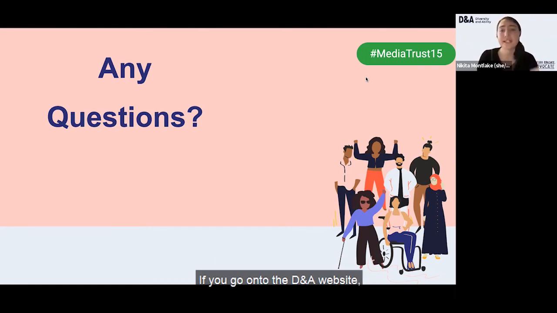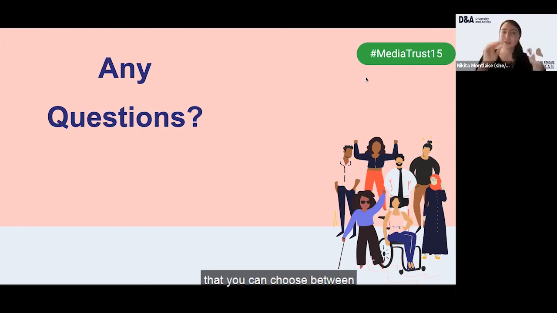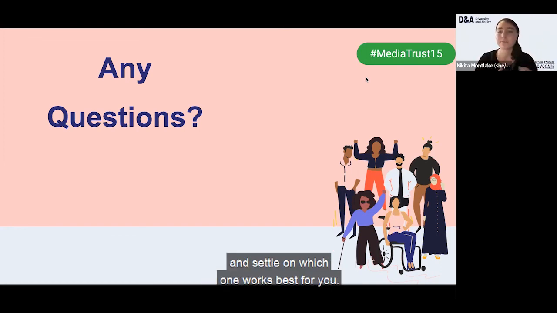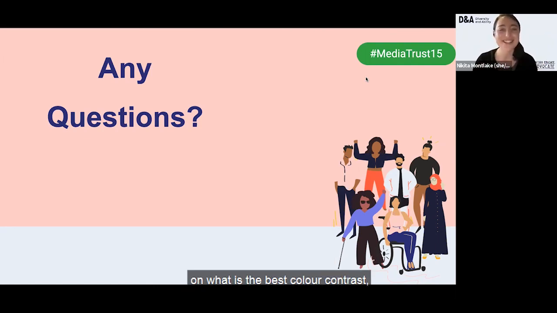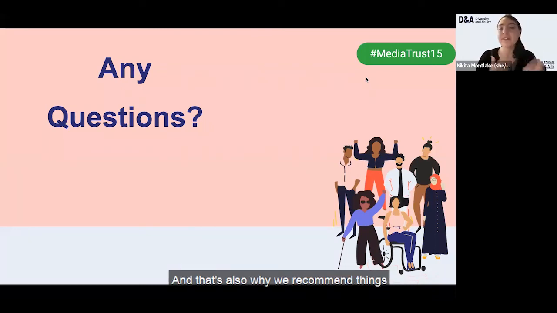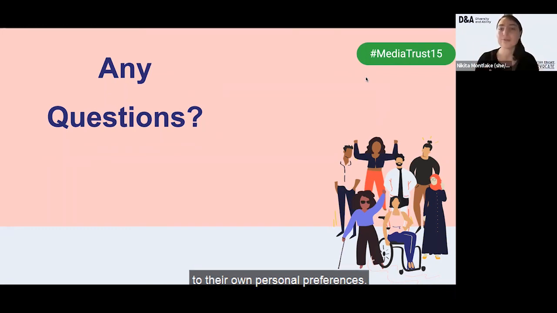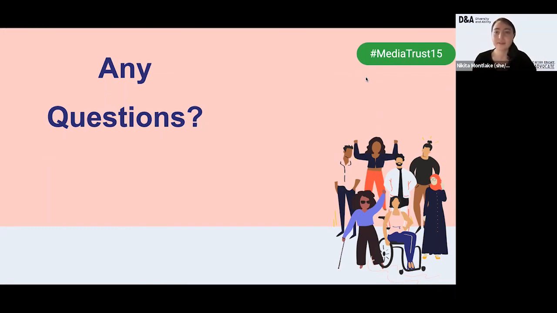If you go onto the DNA website, there are about 4 different color contrast options that you can choose between and settle on which one works best for you. I wish I could give you one clear answer on what is the best color contrast, but it is very much dependent on the individual. So have a play with what works best for you. That's also why we recommend things like sharing Word documents, so people can tailor documents to their own personal preferences.